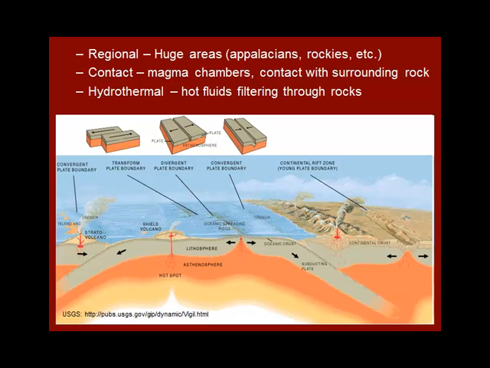And your book has some great descriptions and diagrams of each of these. I'm going to talk briefly about each of these types. Regional metamorphism, this happens over huge areas, continental scale. So the Appalachian Mountains on the East Coast, the Rocky Mountains are a good example, the Himalayas, huge areas.